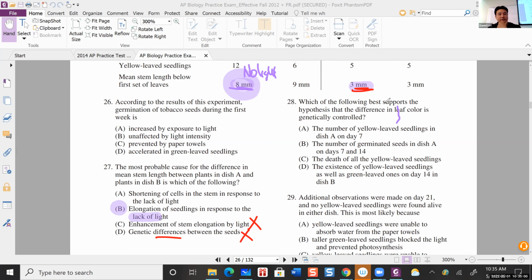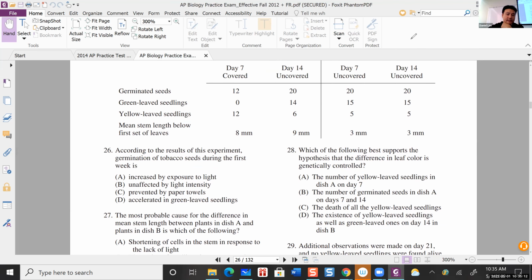Okay, number 28, which of the following best supports the hypothesis that the difference in leaf color is genetically controlled? Okay. I'm looking at this. Even though you give it all light for 14 days, you still have a 3-to-1 ratio, green to yellow, right? Even if you cover it in the dark for 7 days and then light, you still get about 3-to-1 approximately, right? This is the real world, so you do see a little discrepancy. So to me, maybe they're just bound to be yellow. These are bound to be green, yeah?